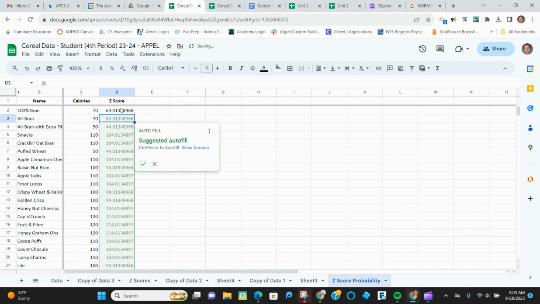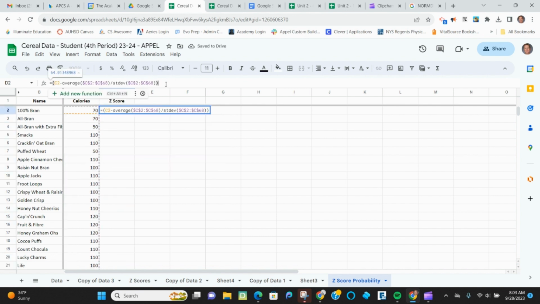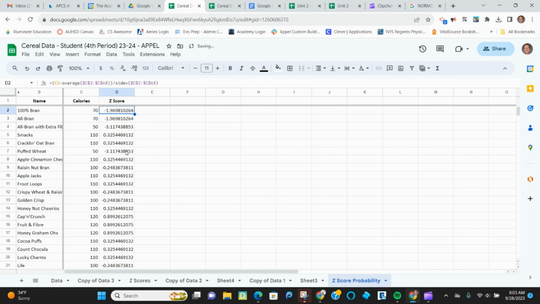All right, so that's not right. That z-score is much too high. So let me look at it again. I've lost a parenthesis on the top. So I want a parenthesis on the top, and I want that whole thing divided by the standard deviation. Let me try that. That looks more like a z-score. And I'm going to apply that all the way down.